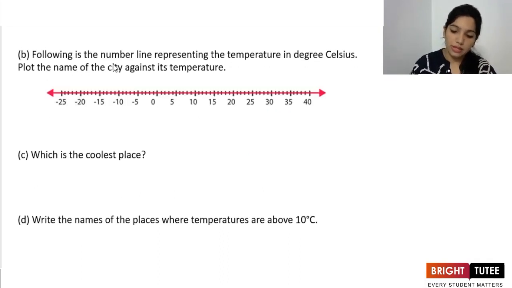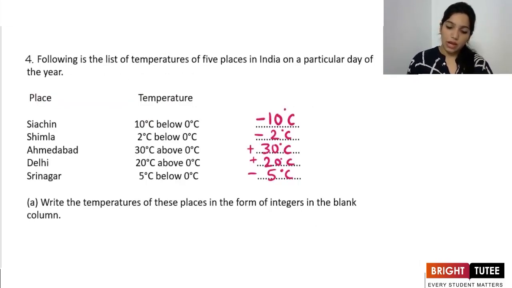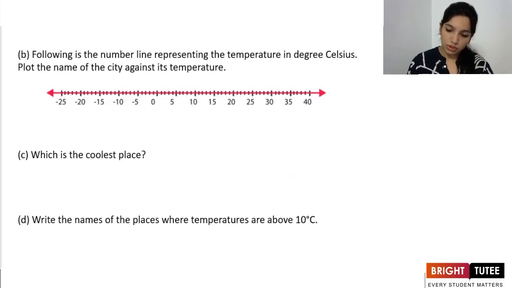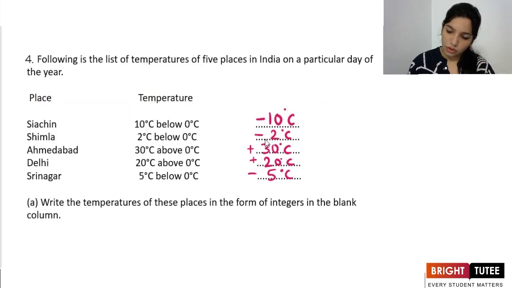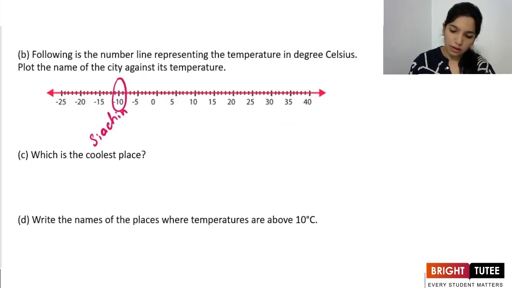Now following is the number line. Represent the temperature in degrees Celsius. Plot the name of the city against the temperatures. So let us see. We have Siachen sitting on -10. So let's put here on -10 we have got Siachen. Then we have got at -2 Shimla. So where is -2? If this is -10, this is -5. So somewhere here, I'll just use a sharper pencil.